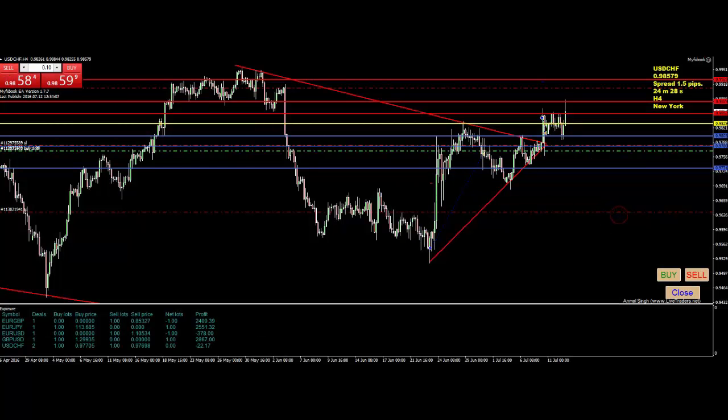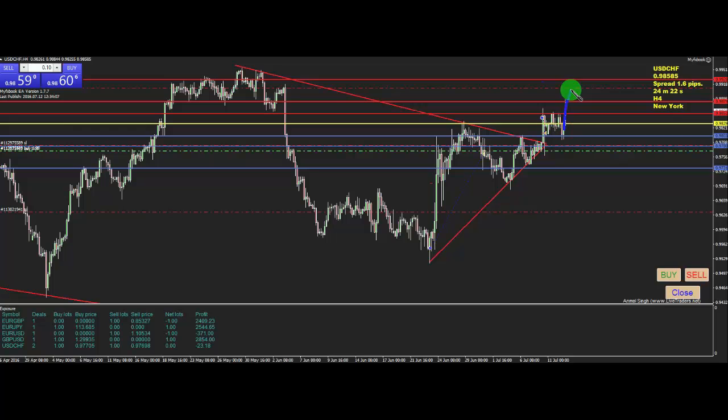And let's assume it keeps going up. What's going to happen then? My short gets stopped out, but I'm still in the long, so the long keeps on making money. So both ways, it's kind of a hedge position.